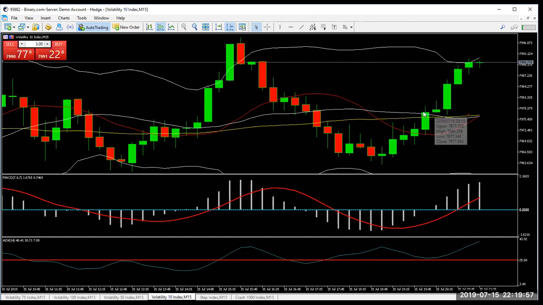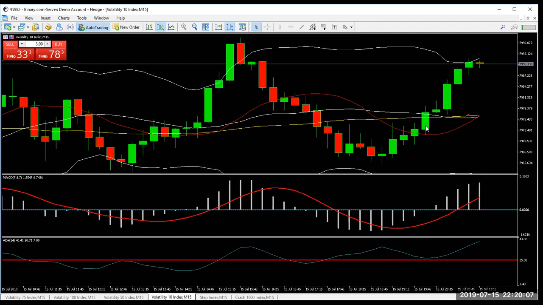You have to know these candles end at exactly every 15 minutes. That's on the clock, 15 minutes past, 30, 45, and o'clock. That is how those candles end.